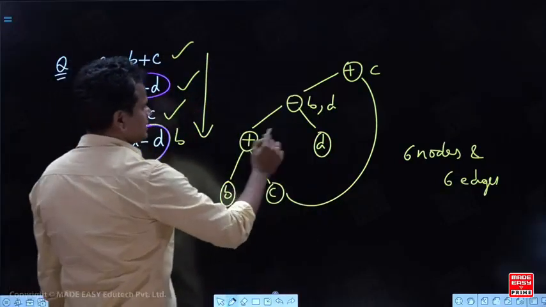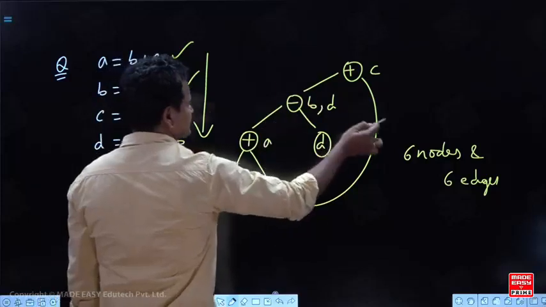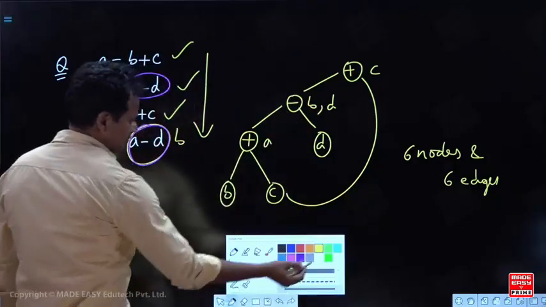So 1, 2, 3, 4, 5, 6 nodes and 1, 2, 3, 4, 5, 6 edges. So copy this one.